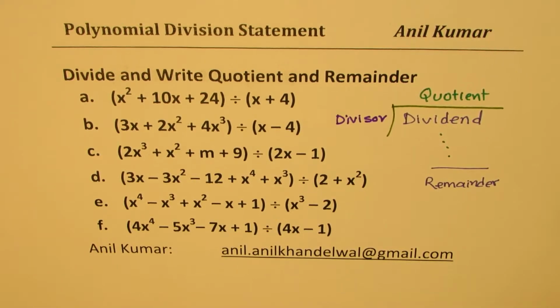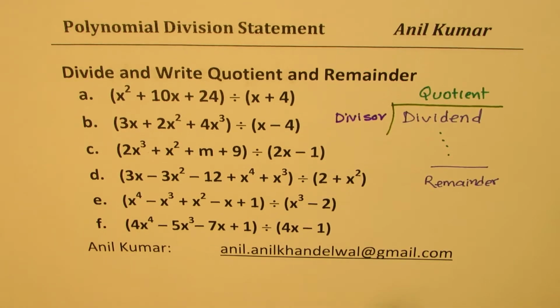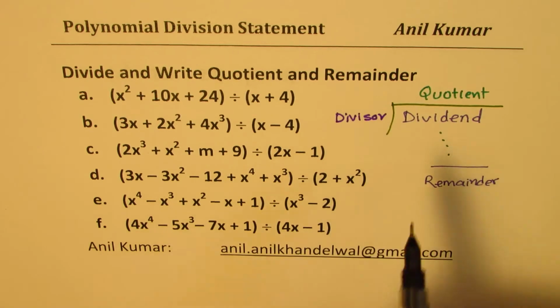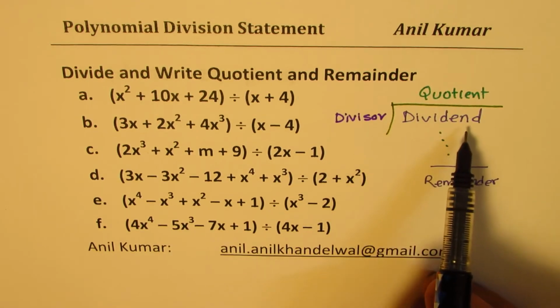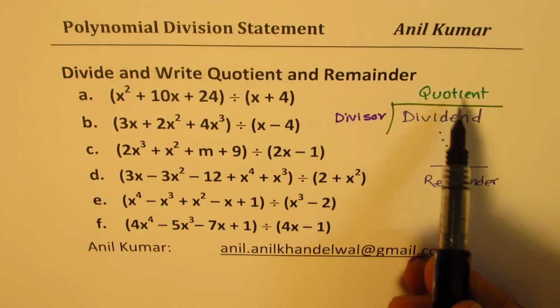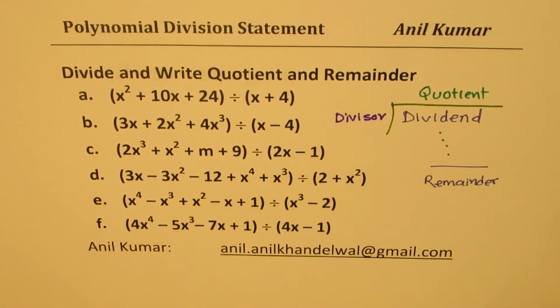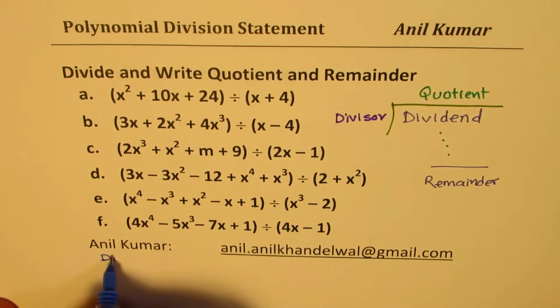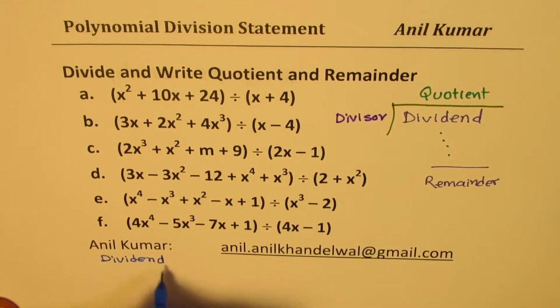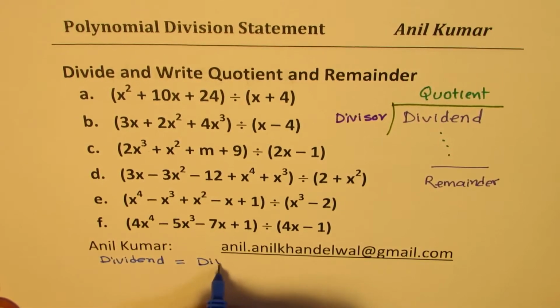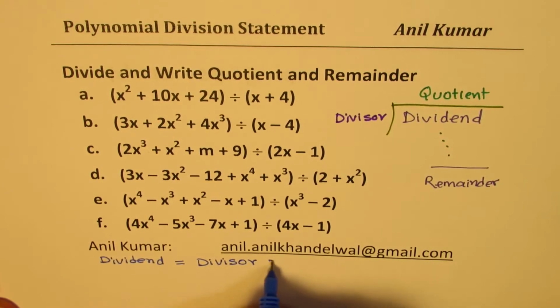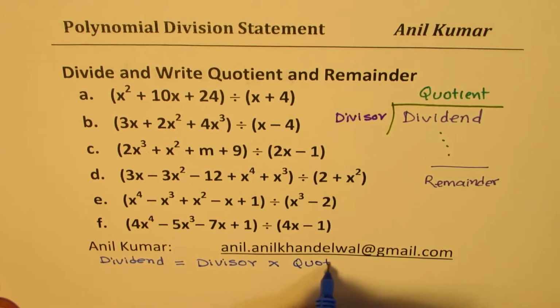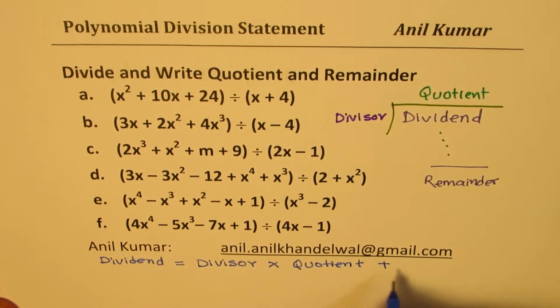And when you divide, we may like to write a division statement also. The division statement could be written in 2 different forms. The most common is that the dividend is equal to divisor times quotient plus remainder. So let me write down the division statement here as dividend is equal to divisor times quotient plus remainder.